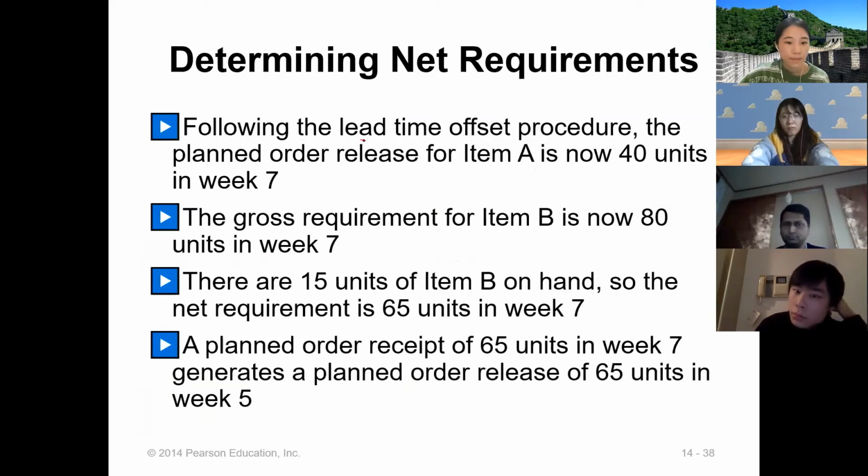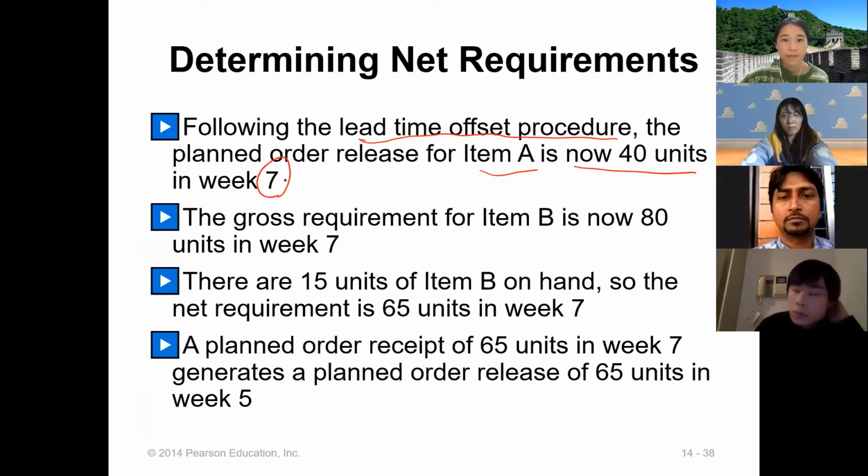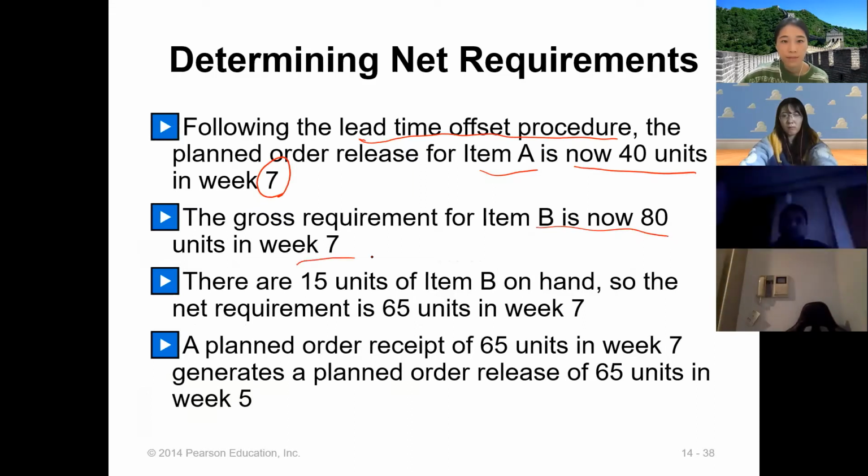So following the lead time offset procedure, you determine the planned order release for item A. Okay, the planned order release is 40 units in week 7. Because of the lead time, you need 1 week to produce A. Now you work for B. Now it's 80 units in week 7. This is the explanation for getting to that table just now. Just now, it is the actual table.